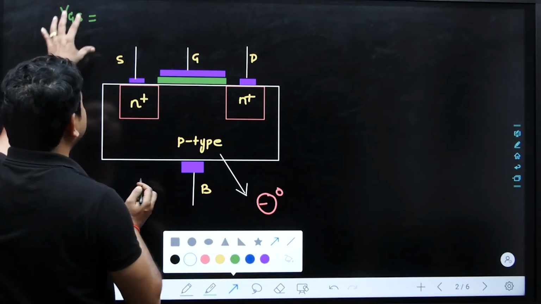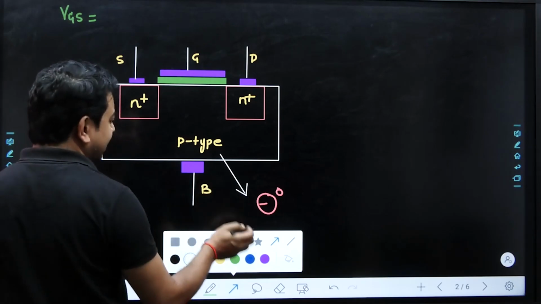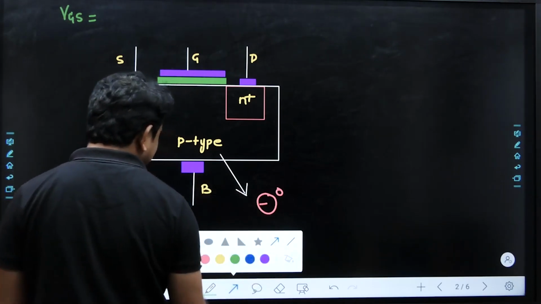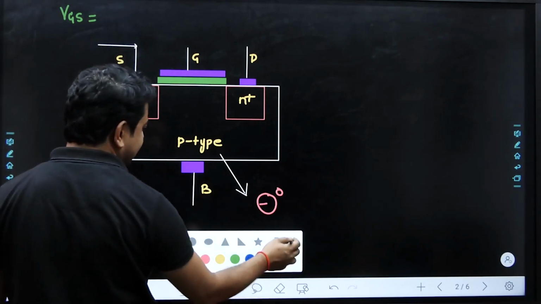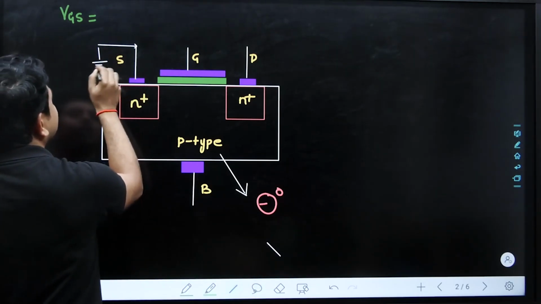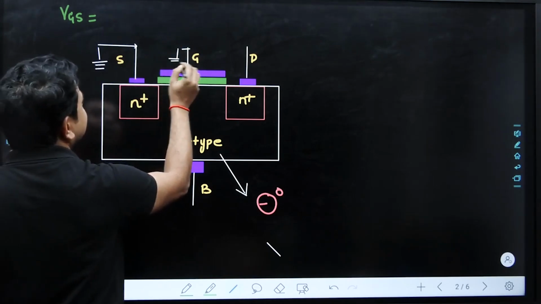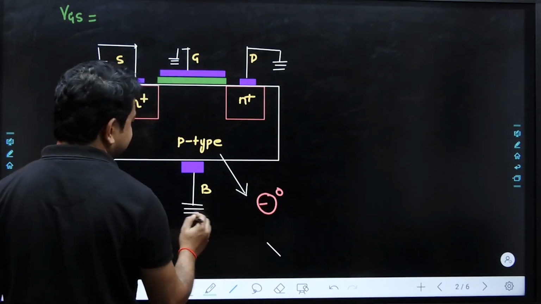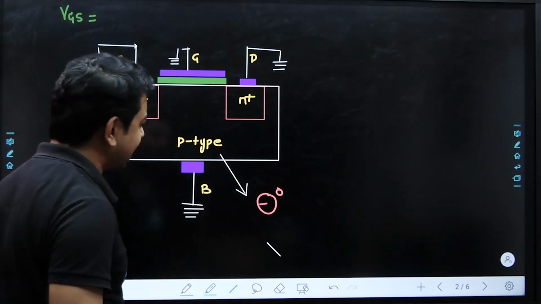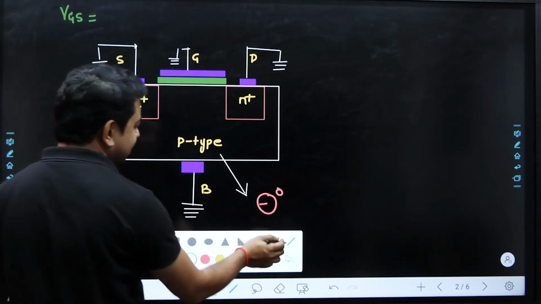So I mean to say that we are going to analyze this part, but if someone asks what the behavior is when we are not applying any potential, that is, this particular terminal is grounded, this is grounded, and this is also grounded, and we can say that this terminal is also grounded. What is the behavior of the channel? I want to say that the behavior of the channel is like this.